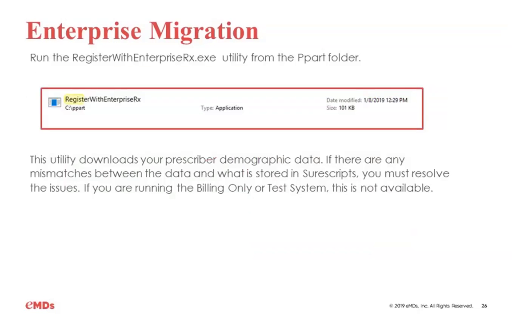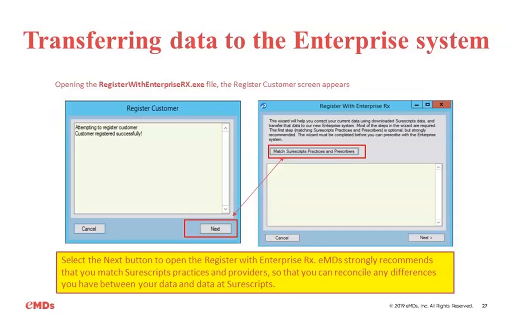Next slide. Now we're going to do the register with enterprise. What this does is it moves the prescribers, the practice, the prescribers, and the pharmacies up to enterprise. Okay. So this typically takes an hour, except for the pharmacy and the custom pharmacies being uploaded. But at that point, you'll be able to work. But we'll take you through a few of these screens. You're going to have to match.